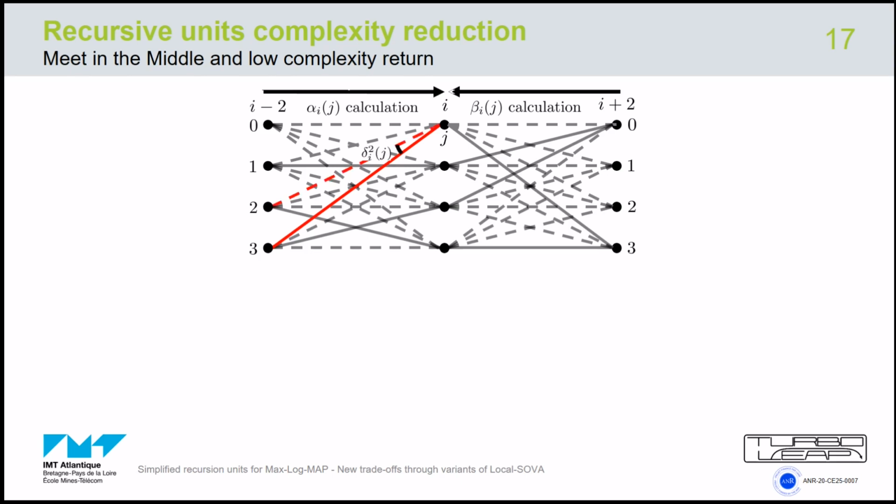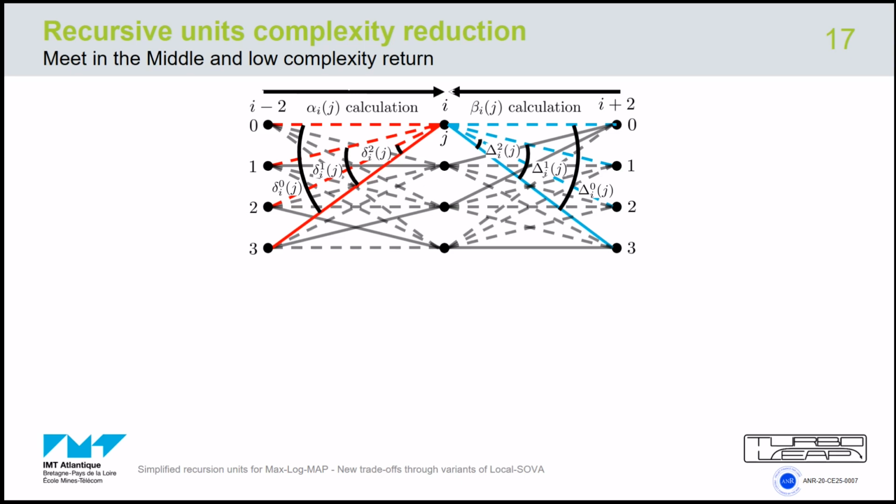These values define the difference between the winning path and the losing ones, as shown here with the example of delta 2 between the path from state 2 and the winning path, delta 1 between the path from state 1 and the winning path, and so on. The same goes for the backward recursion. When arriving at the middle, tau is calculated and the values of deltas are memorized.